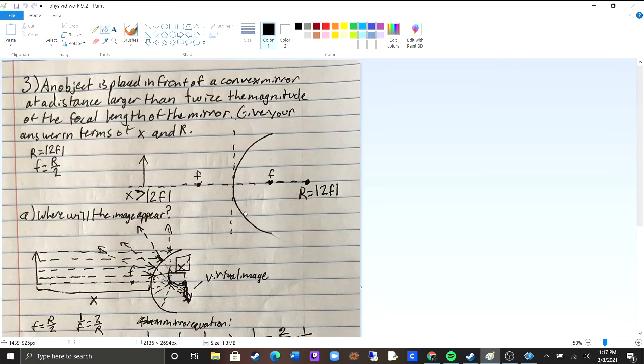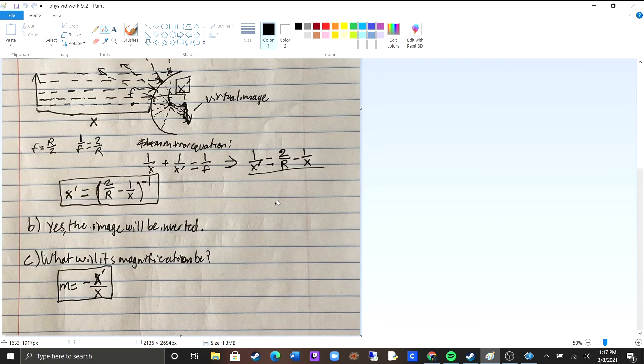So for part B, it asks whether or not the image will be inverted, and yes, it will be, because these rays go through, and if it's above the axis, it goes through the focal point and is now below. So points higher up in the object will appear lower down on the image. So the answer is yes, the image will be inverted.